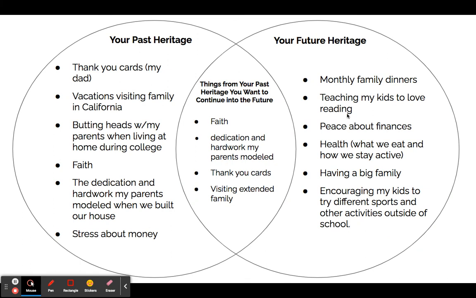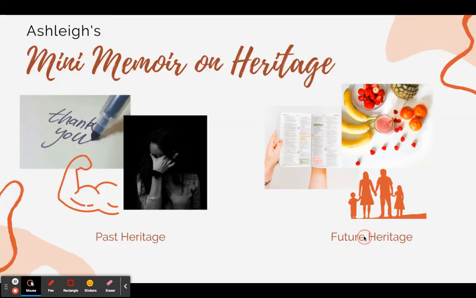So you can see how they are different. This is how I grew up, and this is how I want the rest of my life to look like, especially when I have my own family.